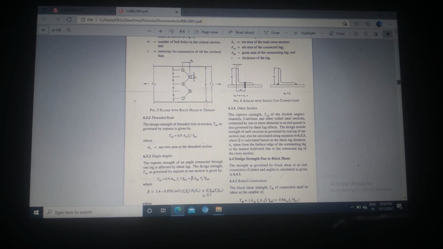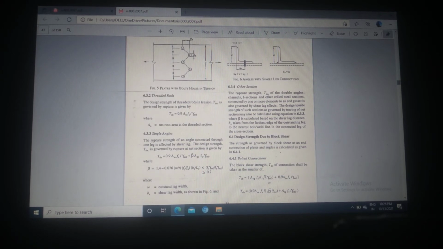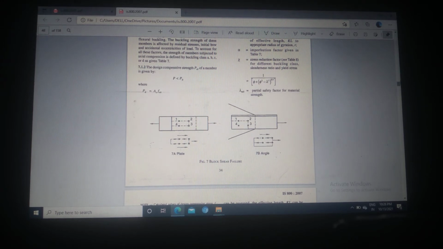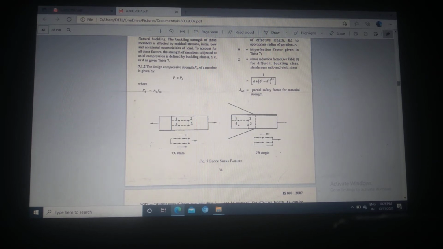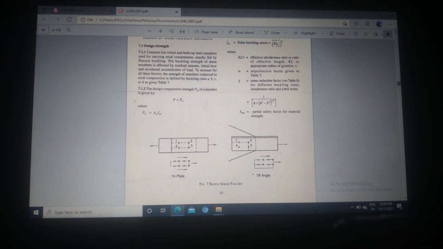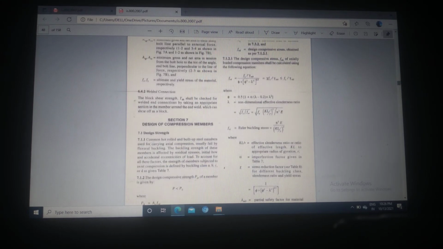bottommost end. It can be on the connected leg, it can be on the outstanding leg. So you have to take 2 to 3 times the toe of the angle into thickness. And in case of net, you will just subtract the area occupied by the bolts. So you will just subtract the diameters of the bolts into thickness. This way you will calculate the TDV1 and TDV2.